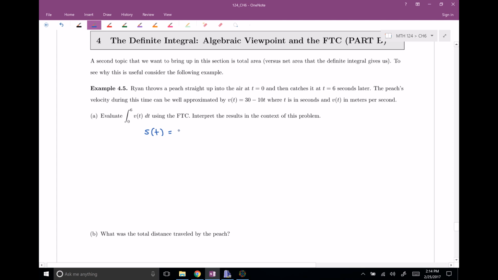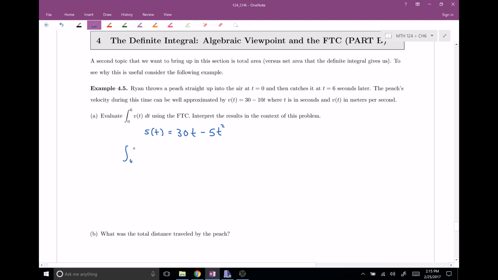So the antiderivative of 30 will be 30t. Now for something that when I take the derivative of it, I get 10t, well, it's got to have a t squared in it. But then I need a 10. If I took the derivative of this, I would just get a 2, so I'm going to throw a 5 out in front. Now let's check. If I take the derivative of this, yes, the 2 comes down and I get the negative 10. Perfect. And then plus really any constant, but again, any antiderivative will work. So there's my position function right there.